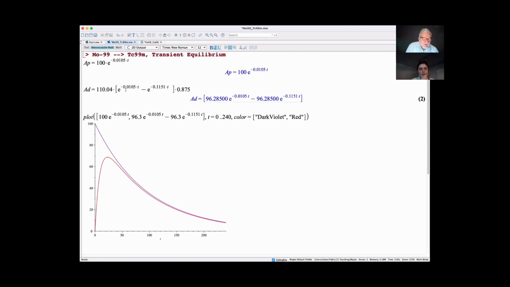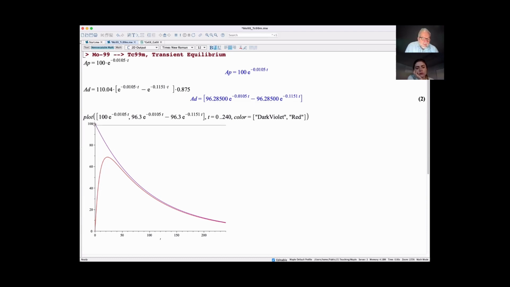And now that is modified by this term, which is the difference between the daughter and the parent decay. And here's your branching fraction. If you simplify that, that's basically 96 times each of these terms. So what I'm doing below is plotting the parent and the daughter. The daughter incorporates the branching fraction because it's being fed by the Moly 99. Not all the Moly 99 goes to technetium 99m, right?